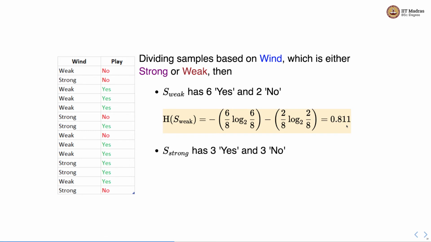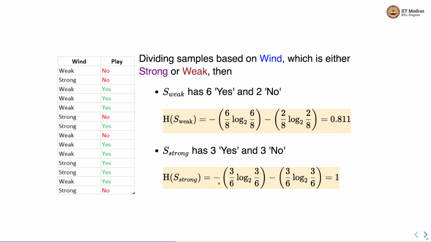For the value of wind equal to strong, we have 3 yes and 3 no, and this is the condition where there is maximum impurity because the two classes are in balance. Whenever that happens, we have the maximum entropy. Since we have 3 out of 6 yes and 3 out of 6 no, we have an entropy of 1.